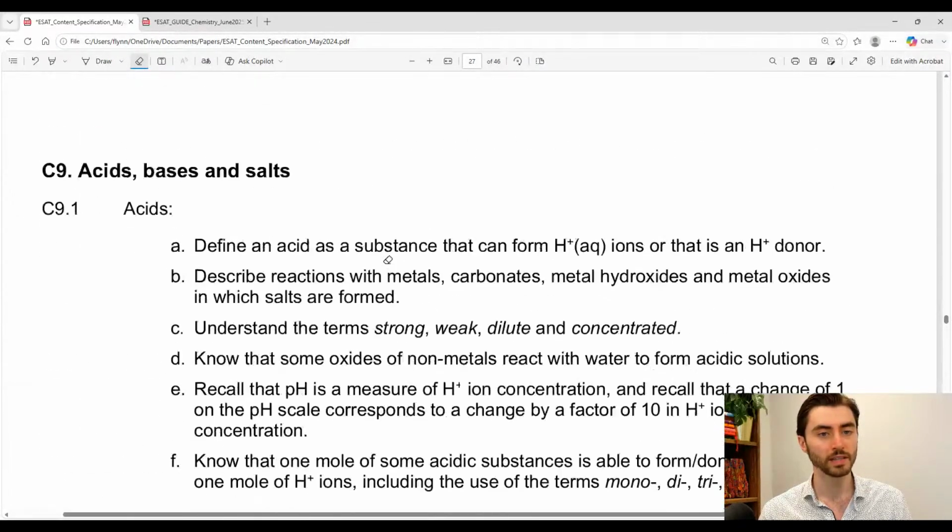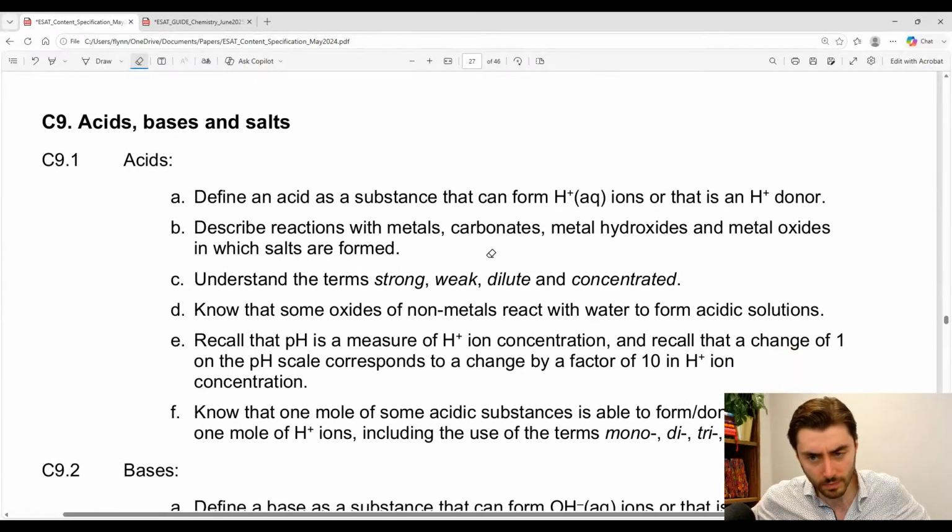Okay, so acids, bases, and salts. We've been through the neutralization reactions. Acid plus metal goes to salt plus hydrogen. Acid plus base goes to salt plus water. Acid plus carbonate goes to salt plus water plus carbon dioxide.